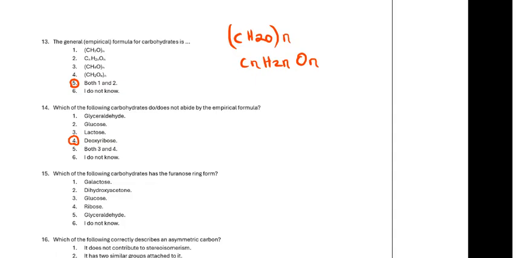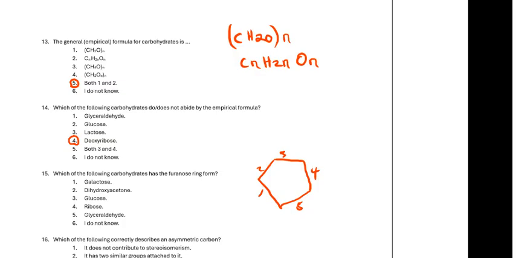Which of the following carbohydrates has the furanose ring form? So furanose ring form means it's those that have 5 members. So it has to be like this. So this is what we call furanose: 1, 2, 3, 4, 5. But if it has 6 sides, we call it pyranose ring. So galactose forms a pyranose.